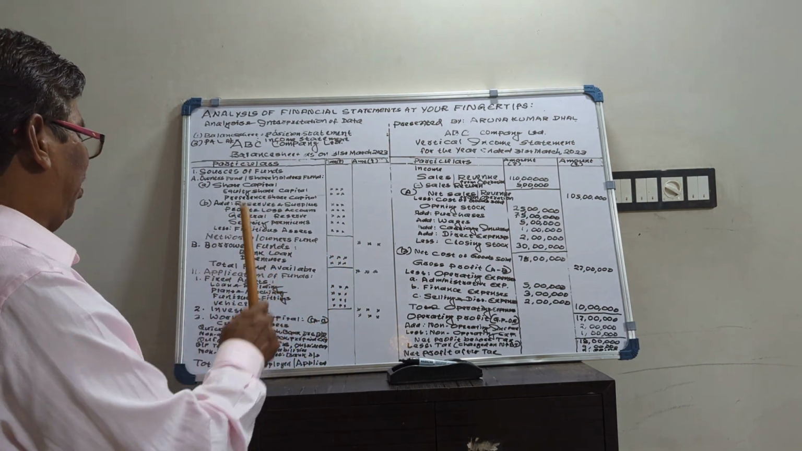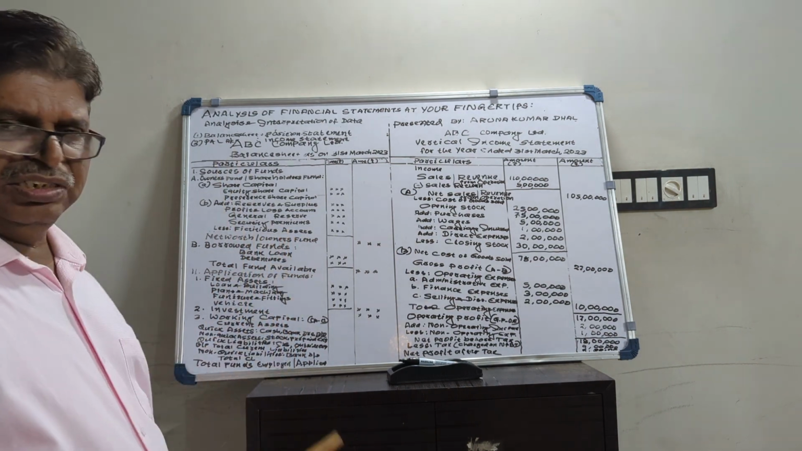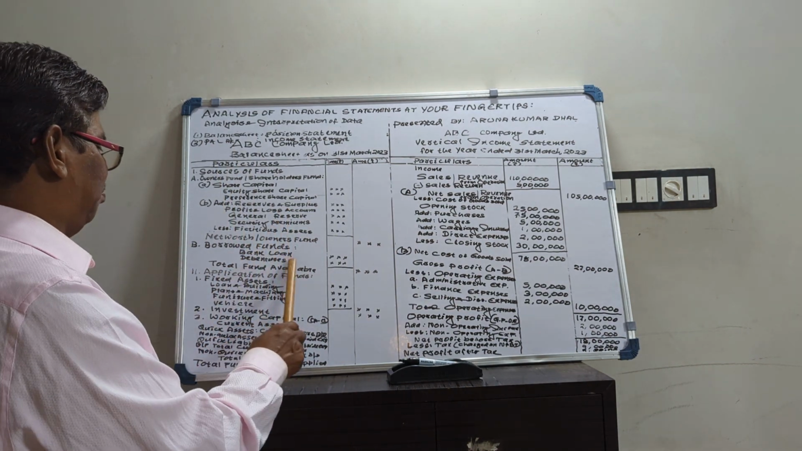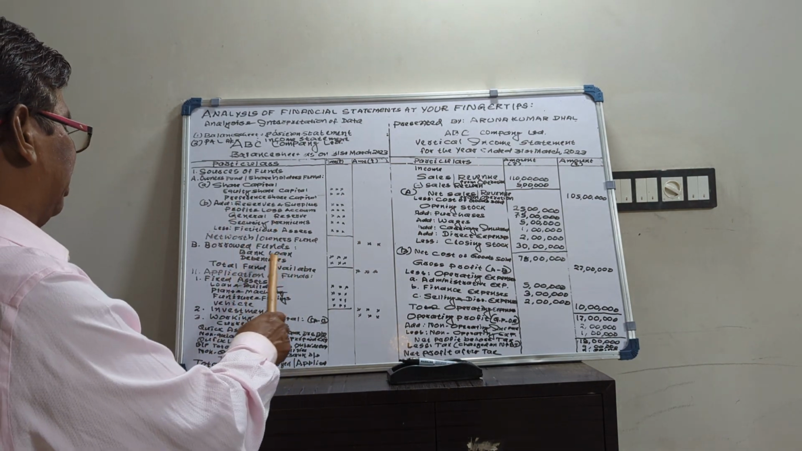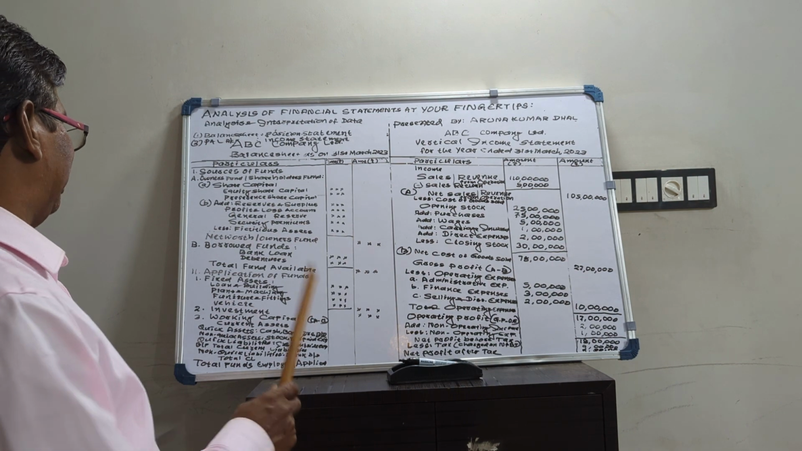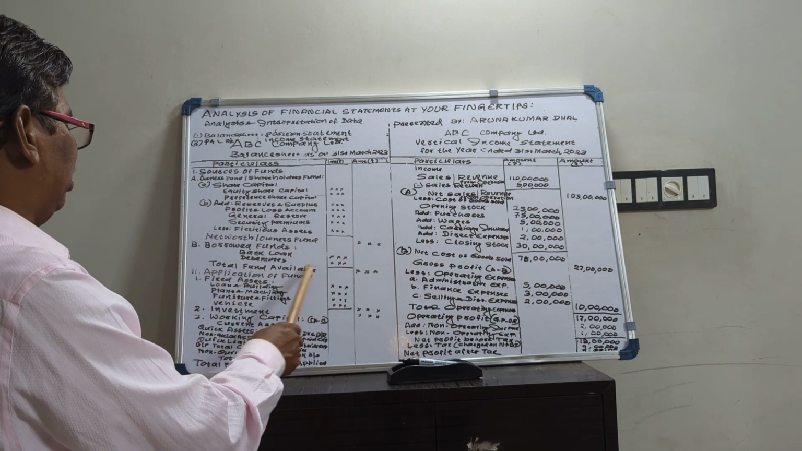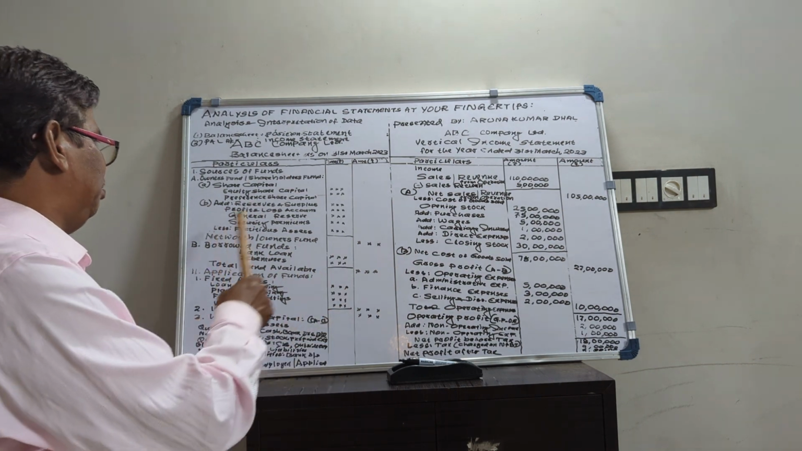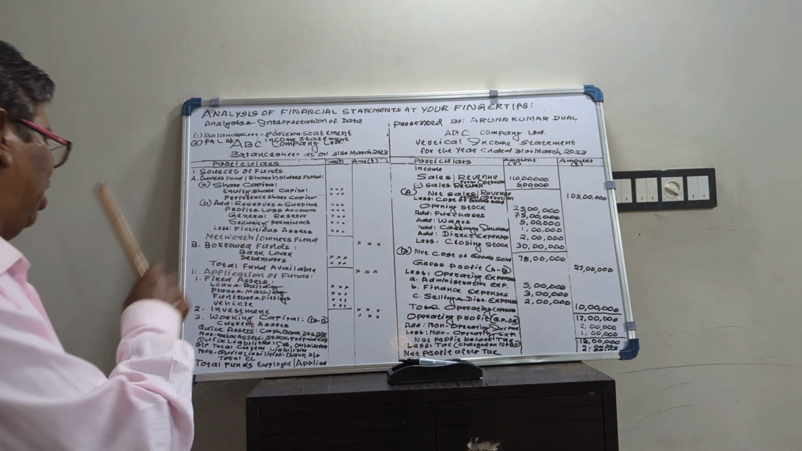Then borrowed fund. Borrowed fund includes bank loan and debenture. Debenture is an acknowledged debt of the company and debenture holders get a fixed rate of interest on their investment. They are the creditors of the company. So total owner's fund plus borrowed fund gives us the total funds available for the business, which is known as sources of fund or inflow of funds.